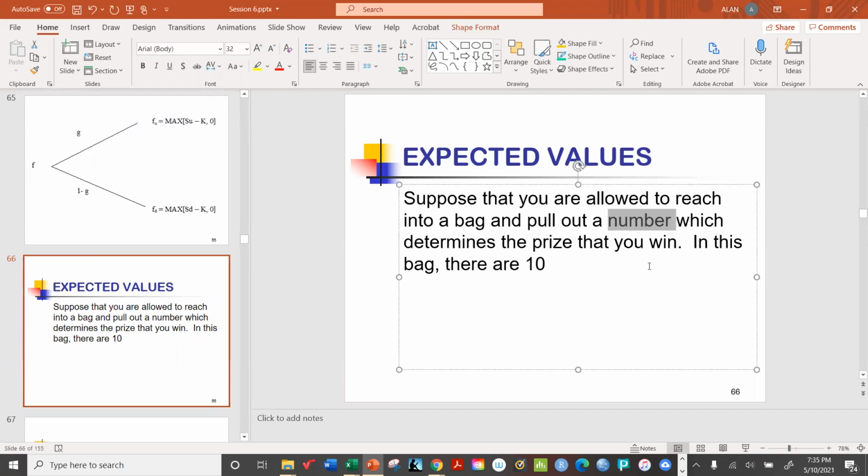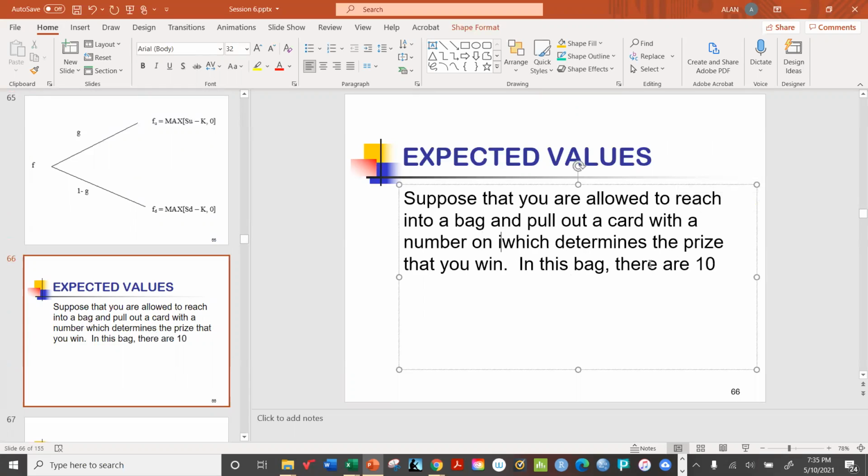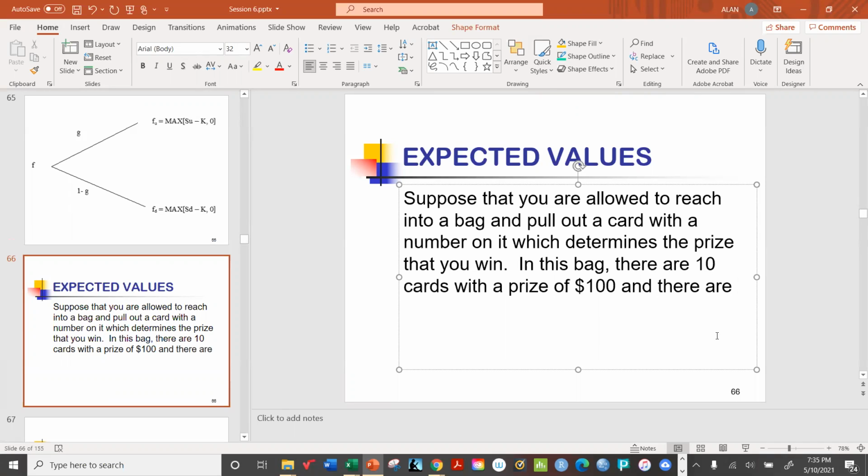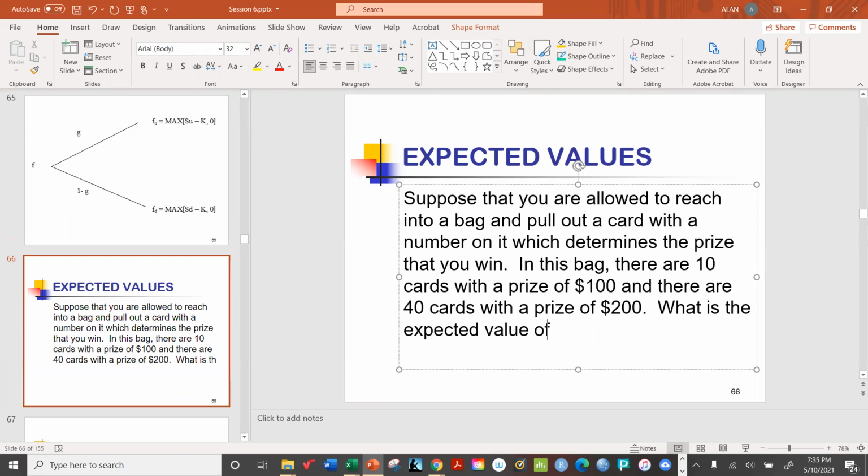Let's say we pull out a card with a number on it. Let's make it more clear. In this bag, there are 10 cards with a prize of $100, and there are, let's say, 40 cards with a prize of $200. What is the expected value of your prize? Good question. So in other words, let's say you're playing a game and you've won the right to reach into this bag and pull out a card with a number on it that determines your prize. We have 10 cards that have a prize of 100 and 40 cards with a prize of 200. What is the expected value of your prize?